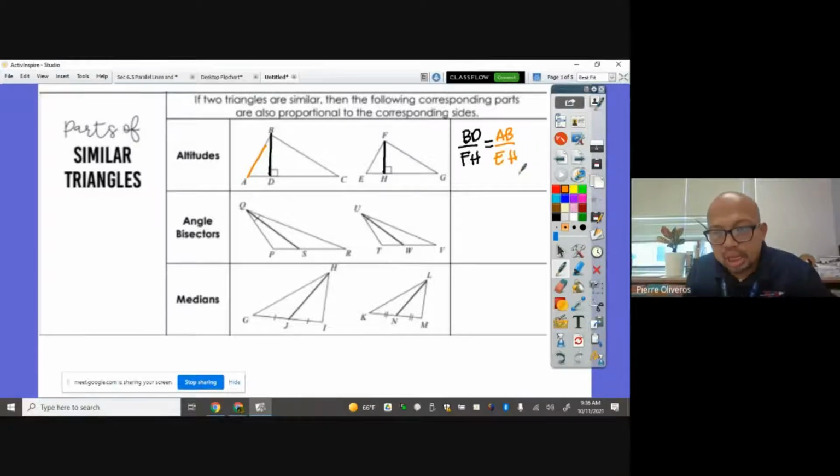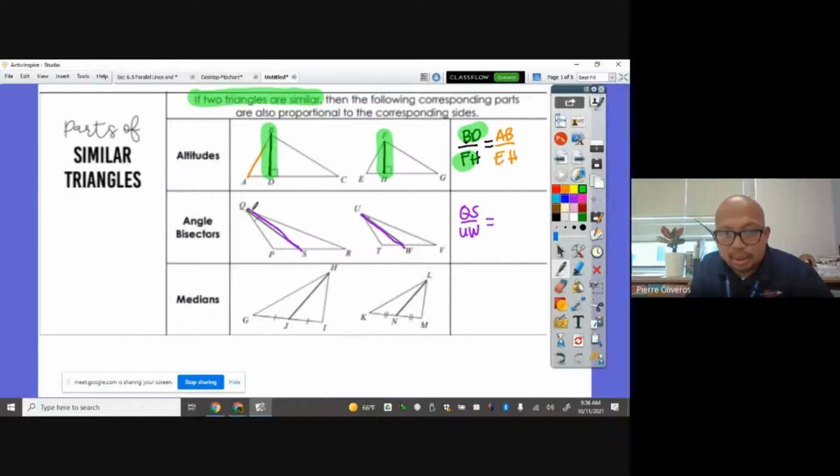You have to understand that BD and FH are both the altitude of the triangle, and it should be proportional to any corresponding side of the two similar triangles. Take note, these two triangles have to be similar. Okay. Next, let me do the angle bisector. The angle bisector here are QS and UW. So I know that QS over UW will be proportional to, so pick another side.